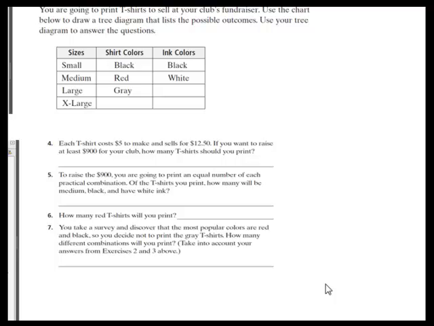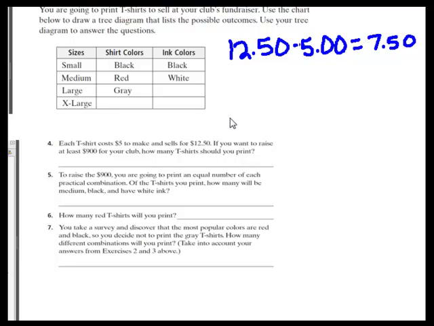Now that you have your questions finished, check your work. For number 4, it says each t-shirt costs $5 to make and sells for $12.50. If you want to raise at least $900 for your club, how many t-shirts should you print? Well, we're going to have to do a little math here. We're going to have to take $12.50 and subtract the $5 that it costs to make the shirt. So we make a profit of $7.50 on each shirt.